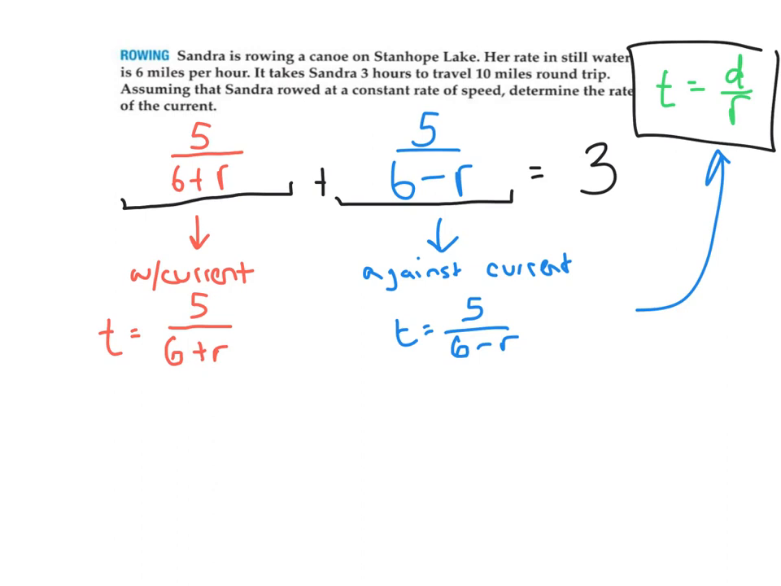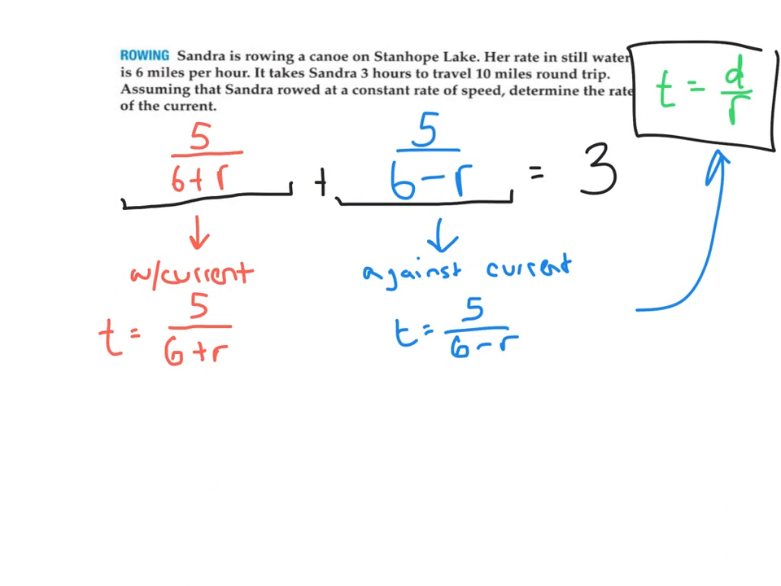Now before we move on, I do want to talk about the rates when we're working with current or wind speed or things like that. So if you come across another problem where, say, you're given the current speed and maybe we're trying to find Sandra's speed in still water, the problem might set up a little bit different.